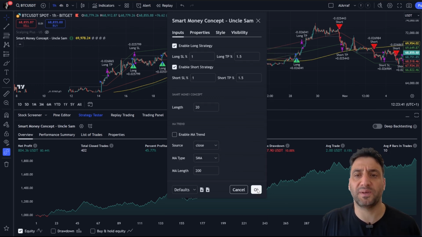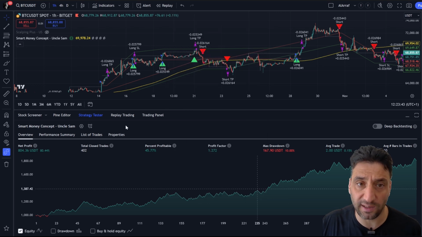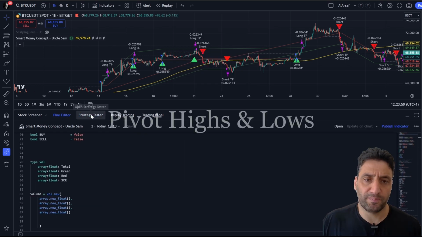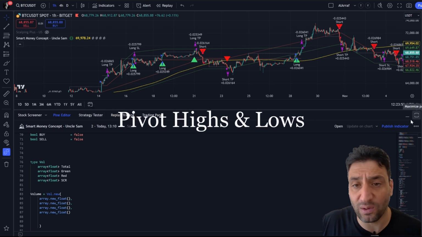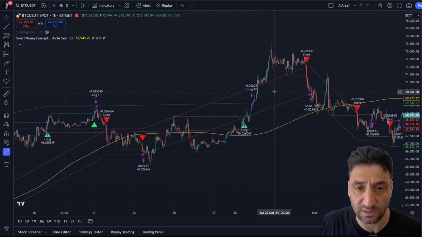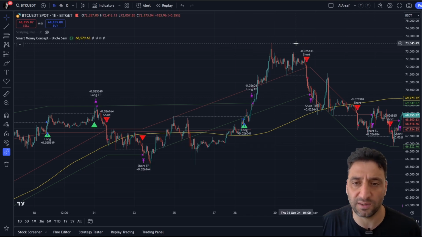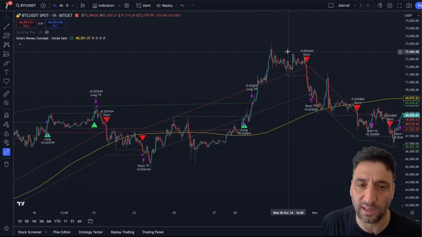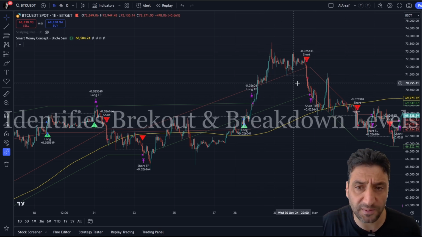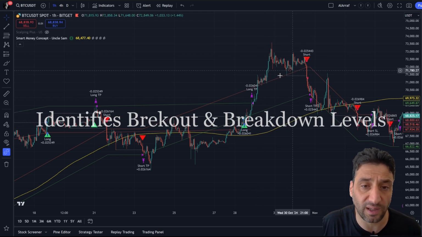So the strategy uses specific technical indicators to identify potential entries and exits, and here's a breakdown. First, pivot highs and lows. These detect local price highs and lows, which we use as signals for potential reversals. When a new pivot high forms, the strategy sets it as an updated resistance level. For new pivot lows, we set it as updated support. This helps in identifying breakout or breakdown levels.